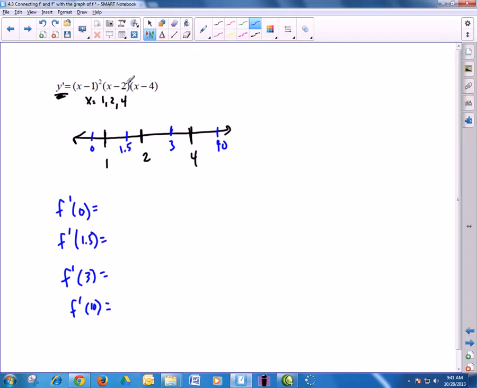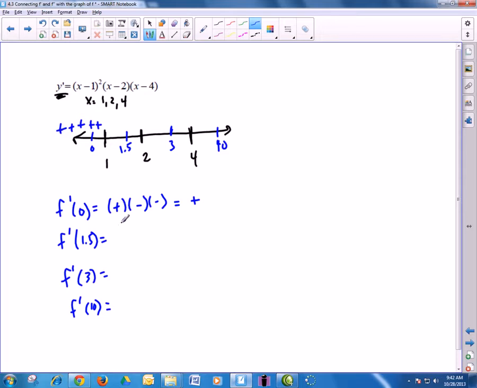Then if you plug these values in, when you plug 0 in, you have 3 products. The first product would be positive, the second product would be negative, the third product would be negative, because 0 minus 1 is negative, but you're squaring it, so it's going to be positive. 0 minus 2, that's negative. 0 minus 4, that's negative. So positive, negative, negative gives you a positive answer. So then that means on the left side of our first critical point of 1, all going to be positive slopes.